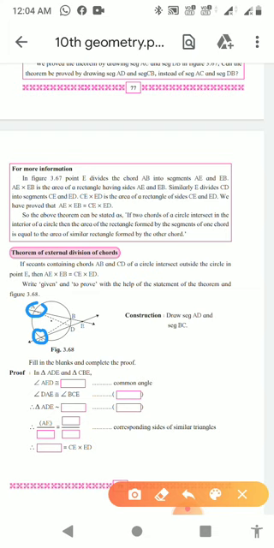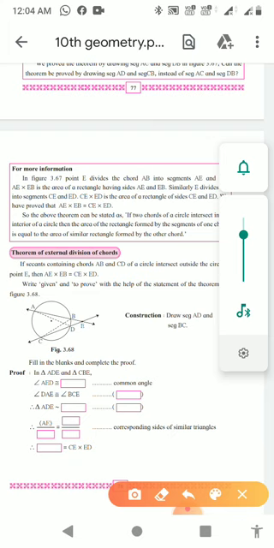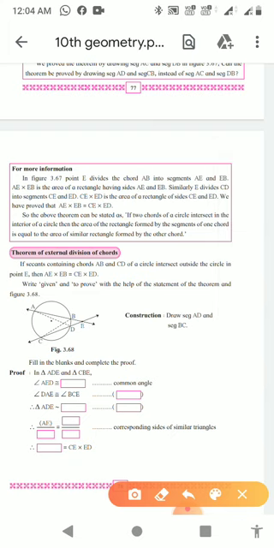We have to provide the reason here. These are congruent because they are angles inscribed in the same arc. Hence angle DAE and angle BCE are congruent. Here we put the reason: angles inscribed in the same arc. Therefore, triangle ADE is similar to triangle CBE, so instead of the box we write CBE.